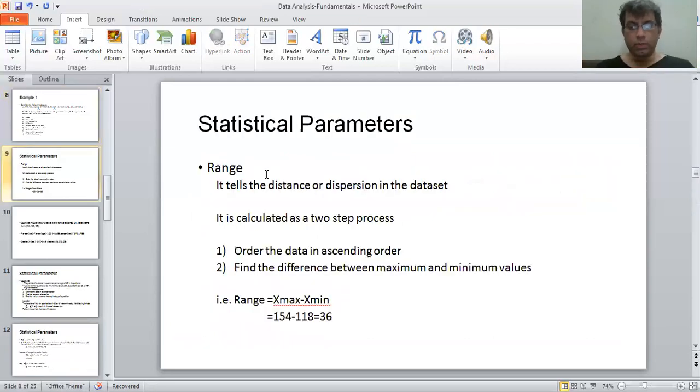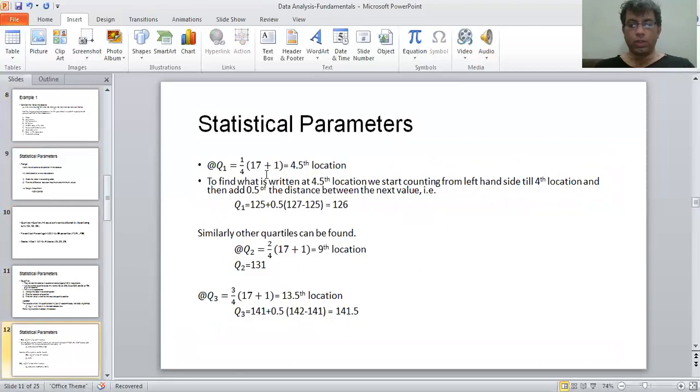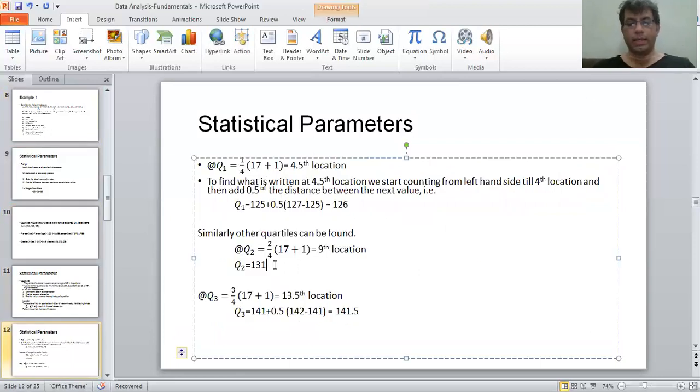And since it is the middle value, the quartile 2 value is also called the middle value or the median of the data set, right? And in the same way, we find the quartile 3 value as well. This is 3 upon 4 into 17 plus 1. i is 3 in this case, capital N is 17.